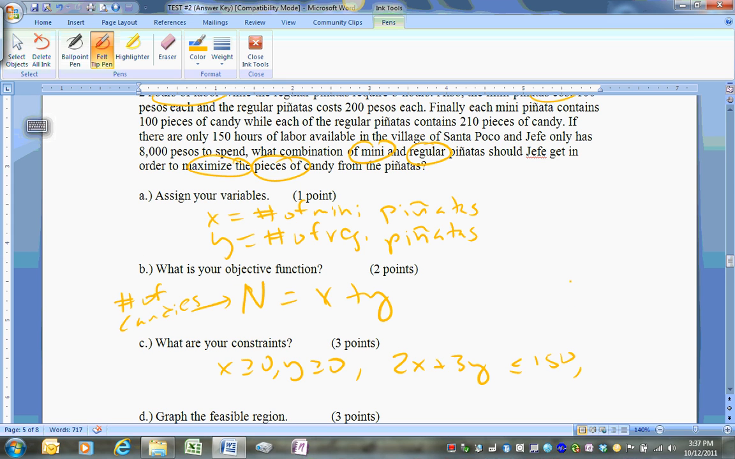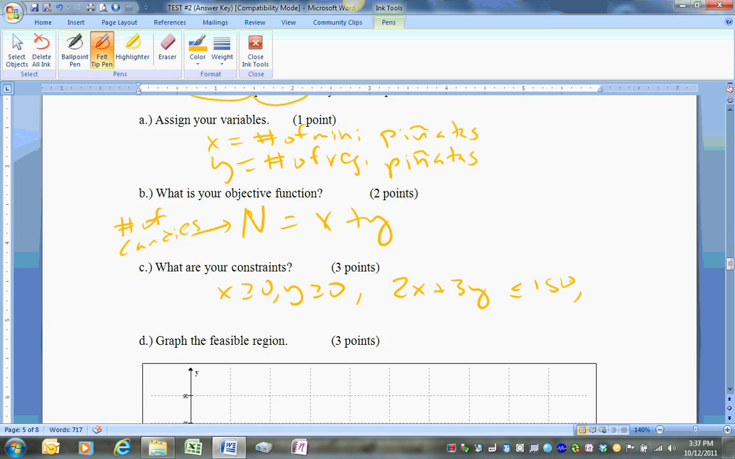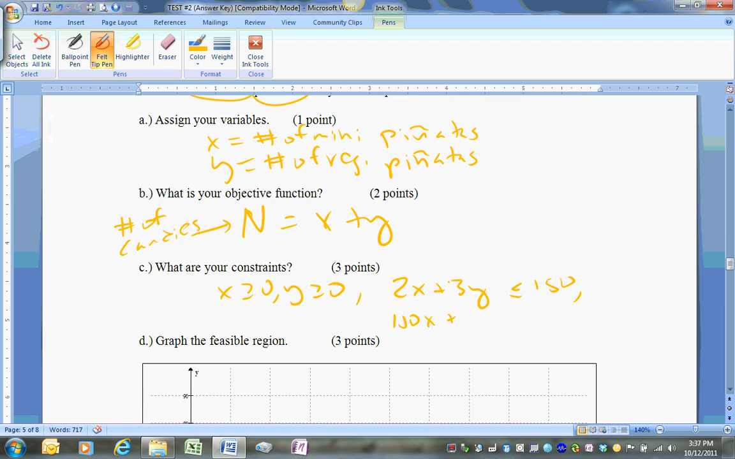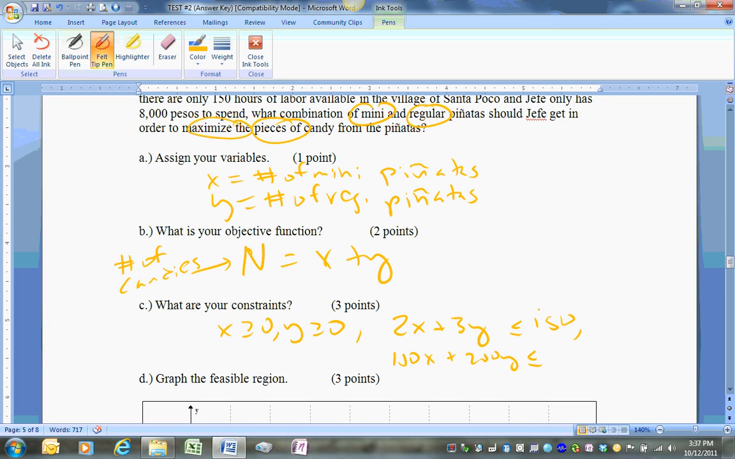And the other one, cost of candy. Sorry, I'm losing my mind. Cost of candy, 100 pesos and 200 pesos for mini and regular respectively. So 100x plus 200y has to be under 8,000.